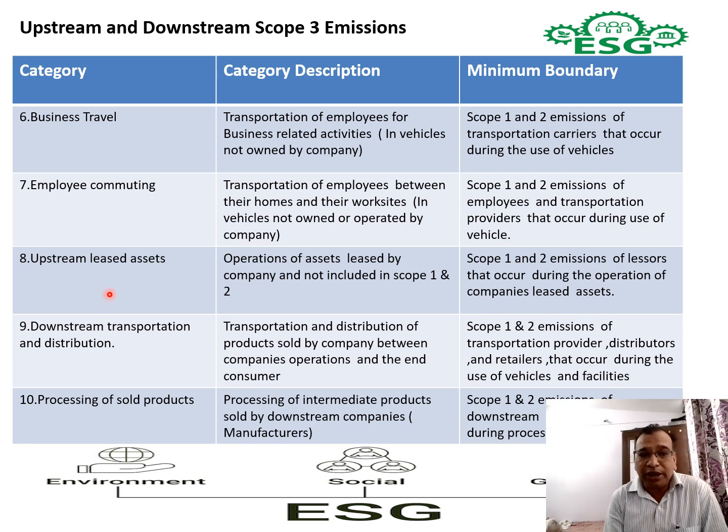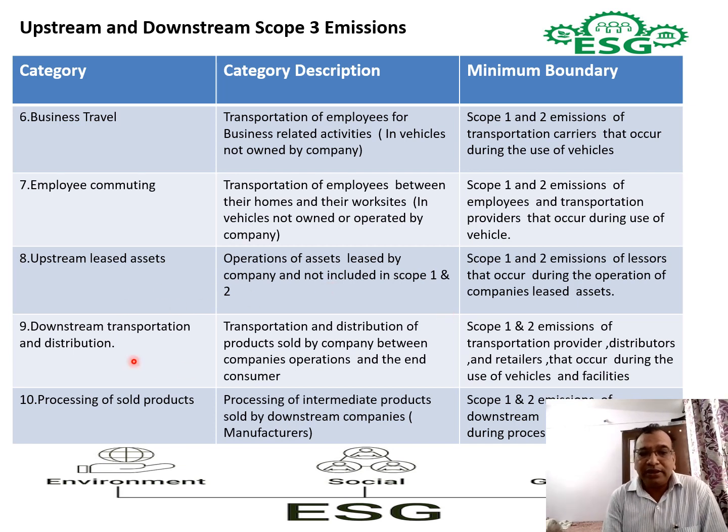Then upstream leased assets. Operation of assets leased by the company and not included in scope 1 and 2. So the industries and main entities which have outsourced some activities on a lease basis, whose assets have been leased, whatever emission is happening on those leased assets has to be captured under this category 8.